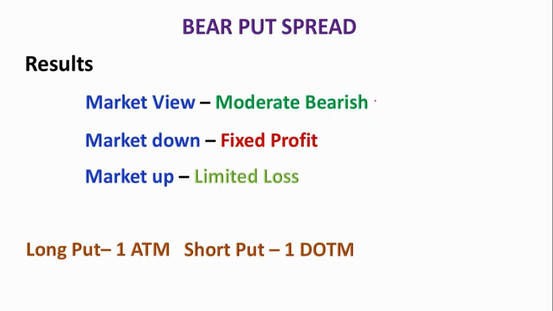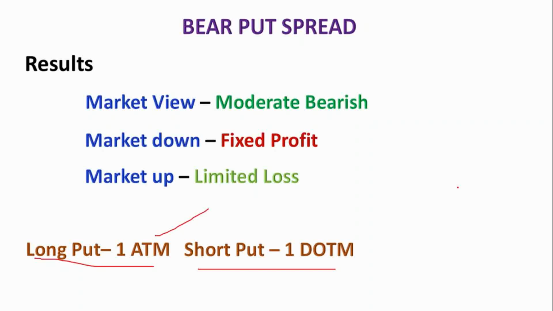So this is a two-leg strategy which I used in puts. One is a long put at ATM, another one is a short put at deep OTM. ATM is at the money, OTM is out of the money. I'm sure you will have some basic understanding of the bear put spread.